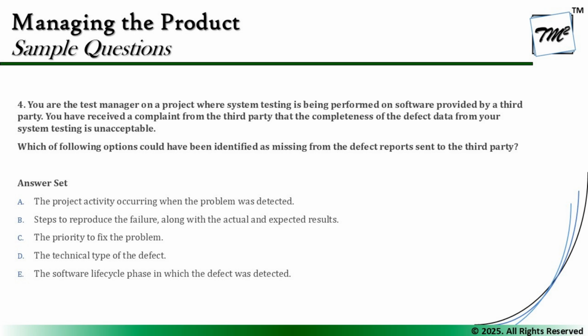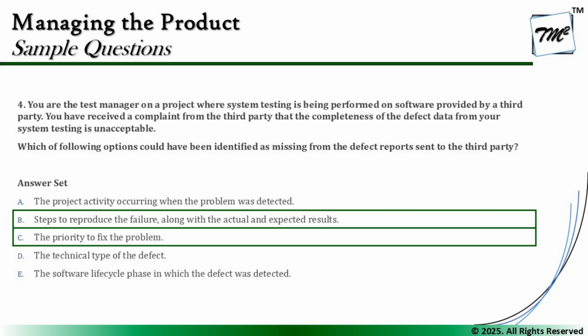And D, the technical type of defect, that's not important. That could only be used for cluster measures or improvement actions. So that's not something which will help them to resolve the issue. That's only for categorization. And E, the software lifecycle phase in which the defect was observed. We know testing was happening, by saying system testing, we know testing was taking place. So with that, we can easily conclude that our right answers are B, that is steps to reproduce the failure along with the actual and expected results, and C, the priority to fix the problem, which are important for us to include in the defect report to help other people understand.